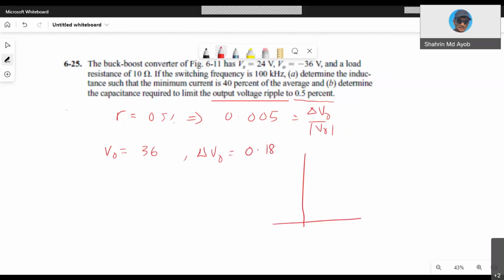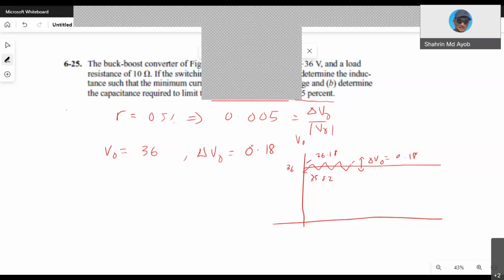Meaning that if you draw your V out, you will have an average V out of 36, but you have a ripple with maximum and minimum voltage, which we call delta V out, which is 0.18. It has a maximum value of 36.18 and a minimum value of 36 minus 0.18, which is 35.82. Okay, I hope you understand this. The average is 36, but it can fluctuate between maximum and minimum values because you have a ripple voltage here.